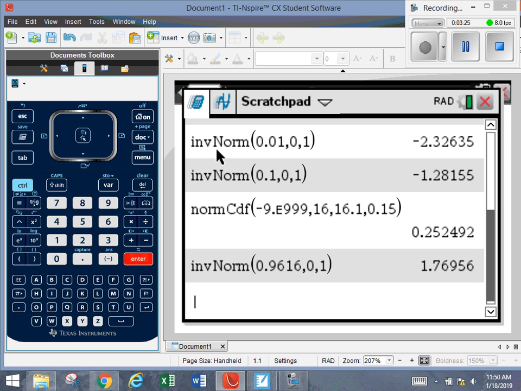We hit OK, and this is our z-score: 1.77. We'll round that to the hundredths place.